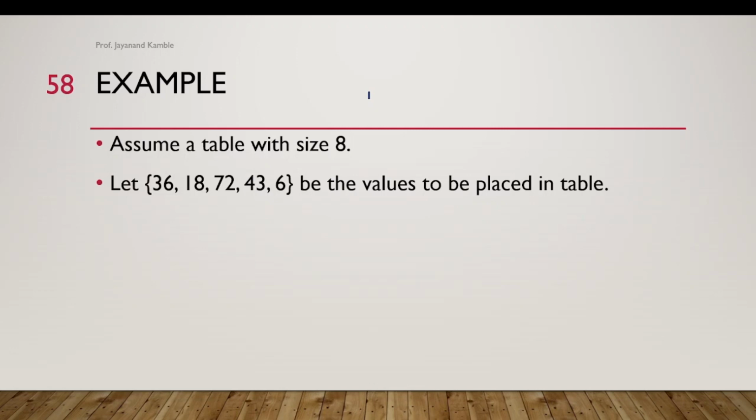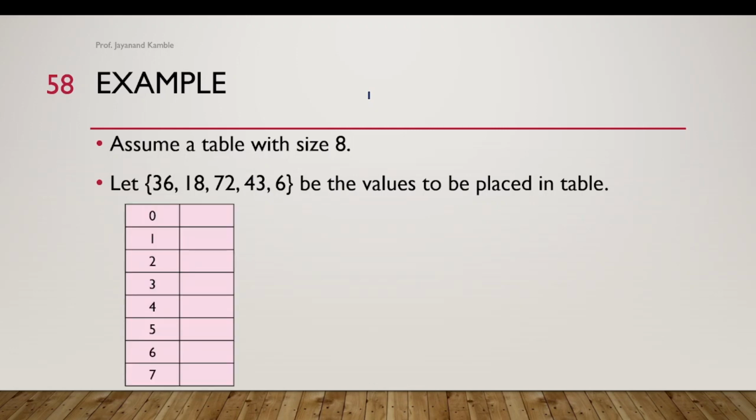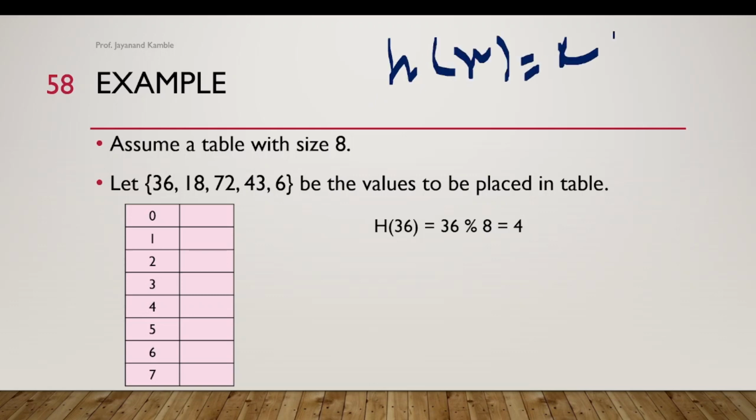And the elements are 36, 18, 72, 43 and 6. These are the values that we have to place in the table. Now this is the table with the index values. The hash function that is given is h(x) = x mod table size. The table size is 8, which is given in the problem statement, right?